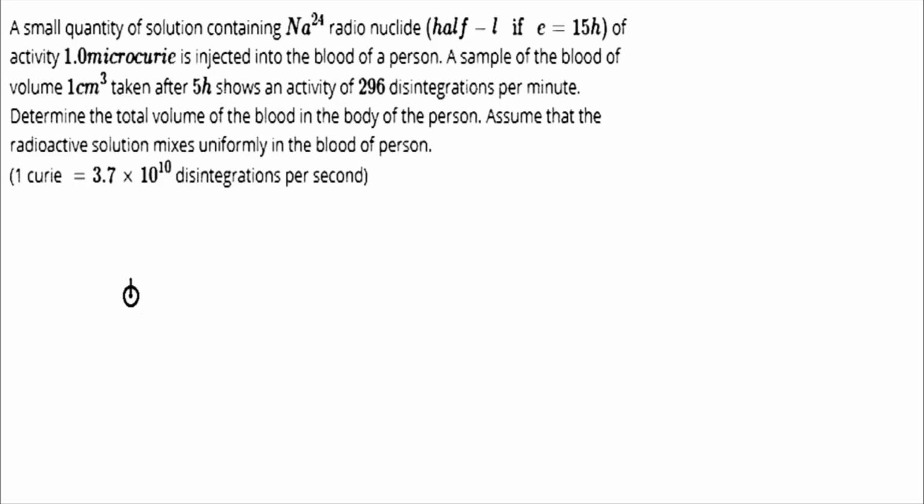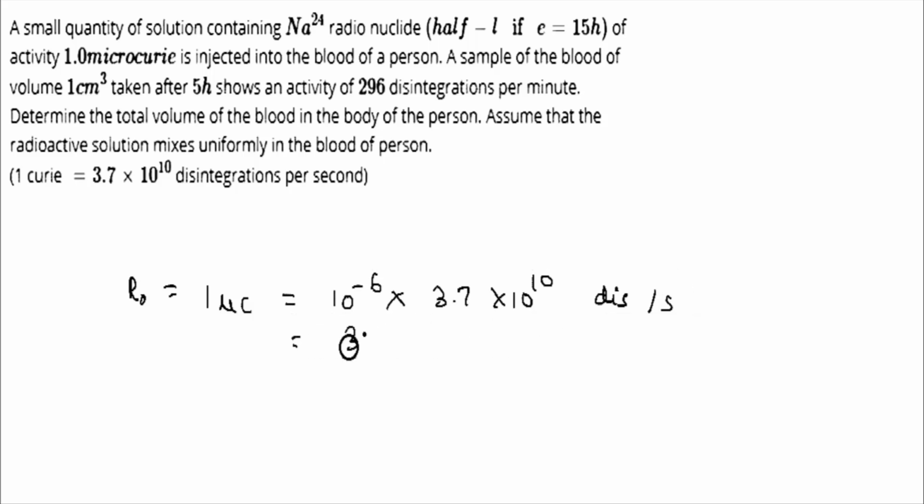Okay, so what would be the initial activity R naught? It is directly given as 1 microcurie. So we can write it as micro meaning 10 to the power minus 6, and curie is 3.7 into 10 to the power 10 disintegrations per second. So this value would be equal to 37000 disintegrations per second.